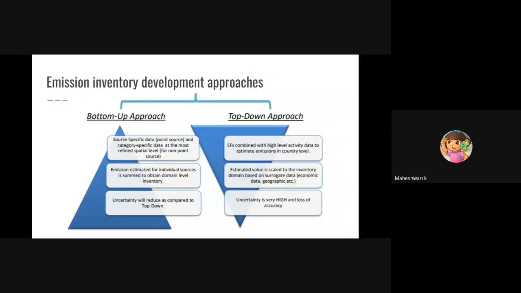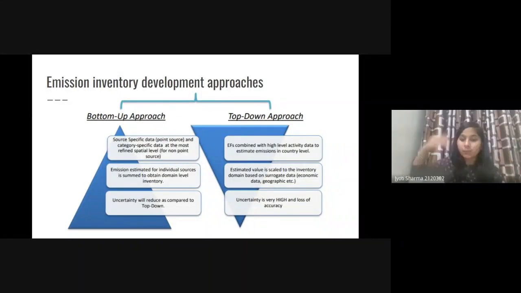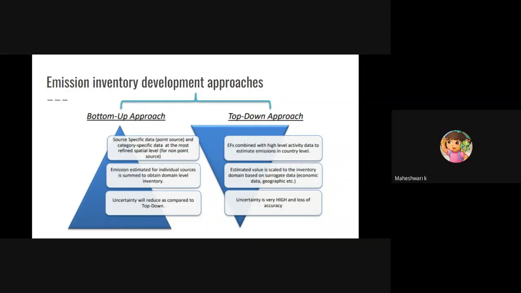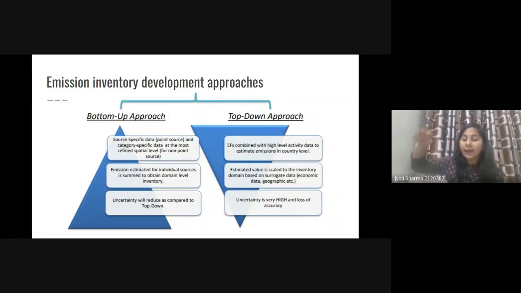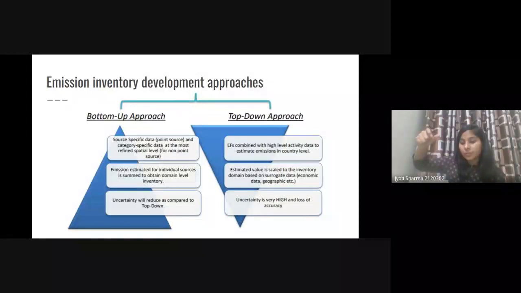The second approach is the top-down approach. Top-down approach is nothing but the reverse modeling. Means you already have pollutant in your atmosphere. Based on satellite, you will get the data, and then with the inverse modeling, you can estimate that pollutant may come from that source. Okay, so this is the top-down approach.